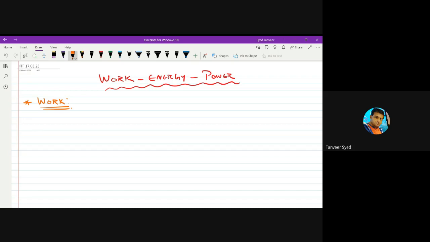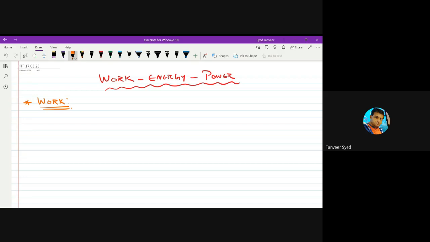Suppose I say that a software engineer is working from home. The work from home concept has become common nowadays after lockdown. So what will he or she be doing? They will be sitting in front of the laptop and doing some programming, coding, all these things. In our regular sense, they are doing work.